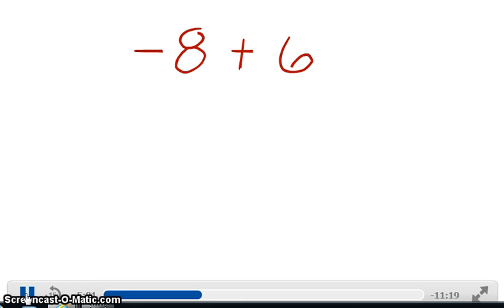Now, you're probably not going to apply this level of work every time you do integers, but it's important that you understand the rule and what the rule refers to when we talk about absolute value and how that rule applies to the addition of integers.